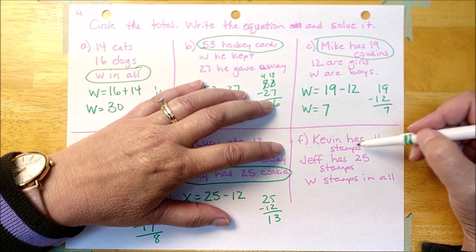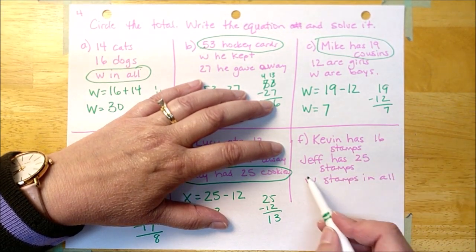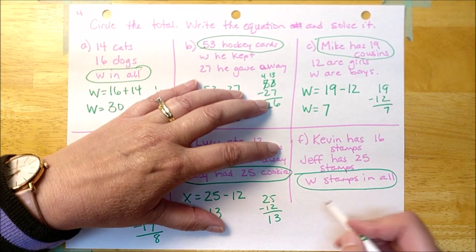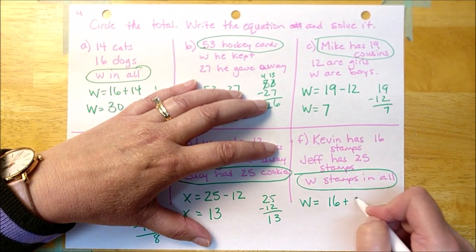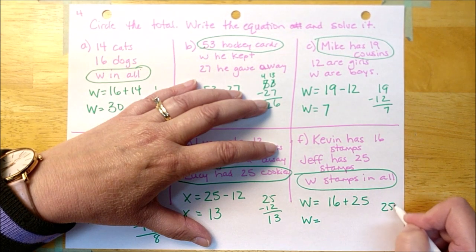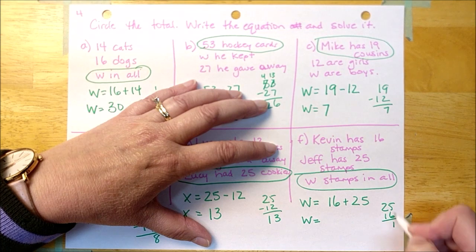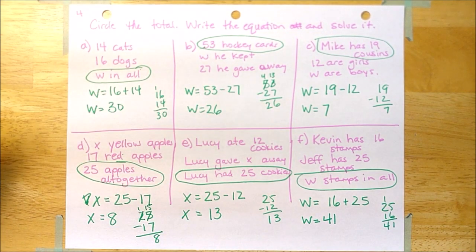Kevin has 16 stamps. Jeff has 25 stamps. They have W stamps in all. So my total is, I don't know. When I don't know my total, I'm going to add. So my total would be 5 and 6 is 11, 41. They had a total of 41 stamps.